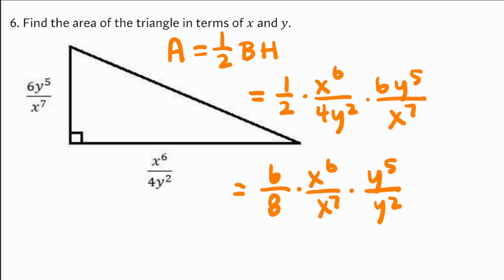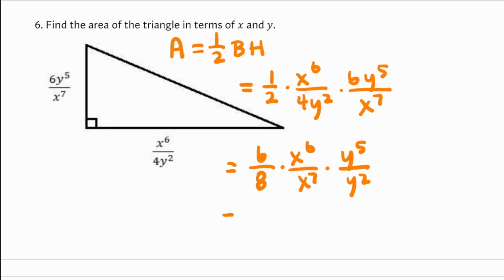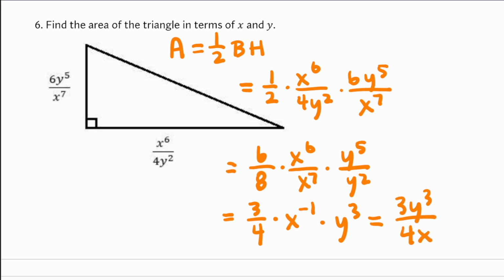Okay, we need a little bit more room. 6 divided by 8 is 3/4. X to the 6 divided by x to the 7 is x to the negative 1, 6 minus 7. And y to the 5 divided by y to the 2 is y to the 3. If that's a good place to stop, then you could stop there. But if you needed to write it without any negative exponents, you could say 3y to the 3 over 4x.